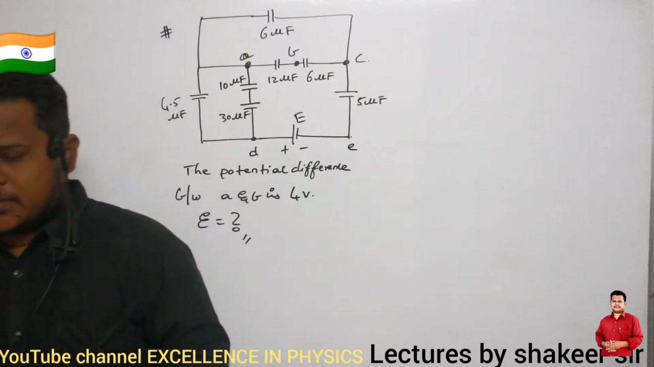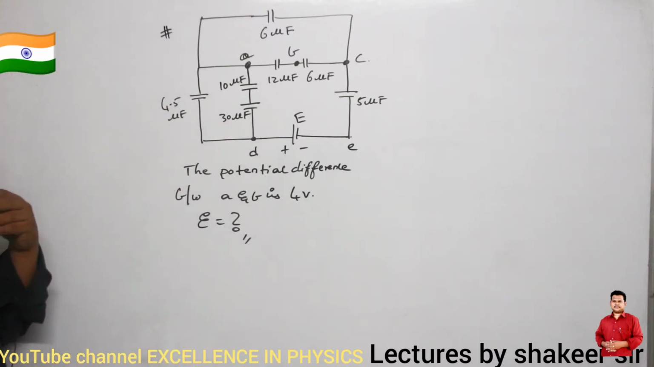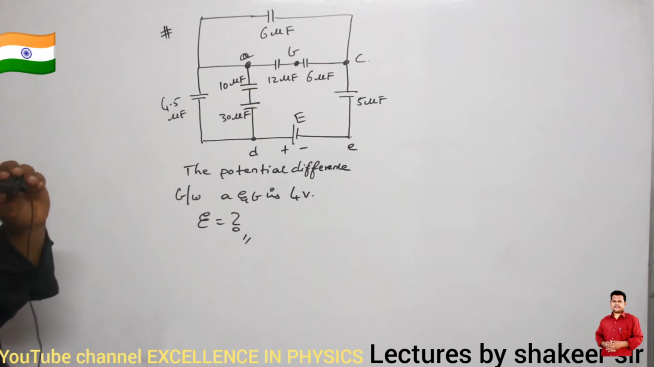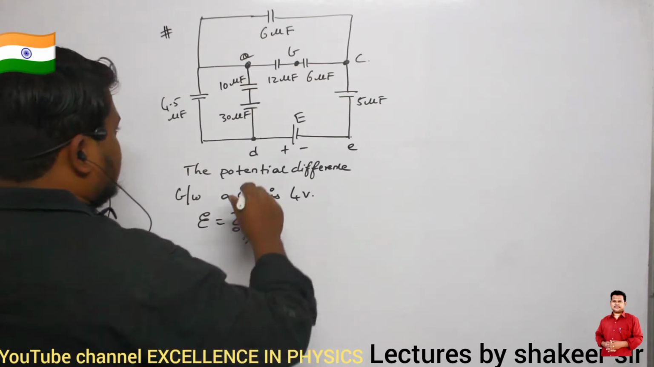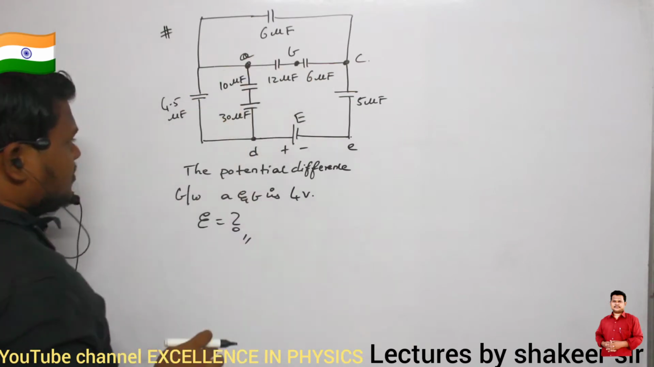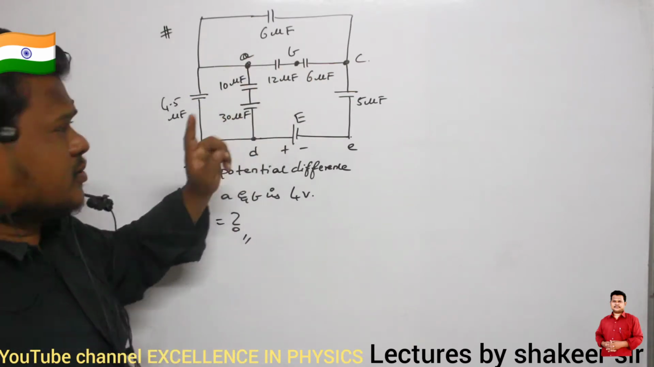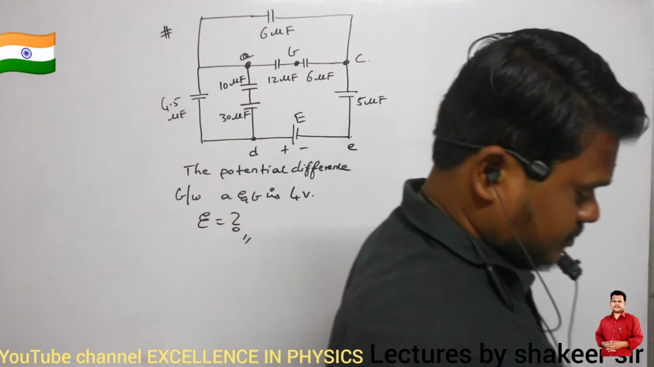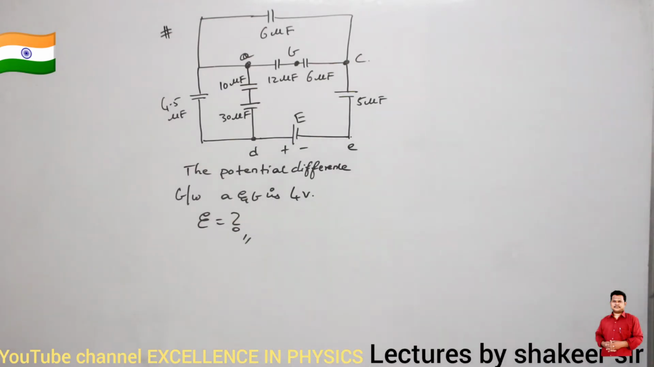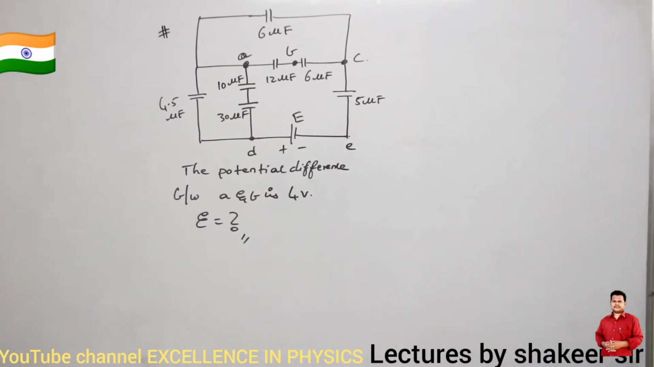This is the given question. So, what is the only data which he gave? The only data which is given is that the potential difference between point A and B is 4 volts, and the capacitance is 12 microfarads.